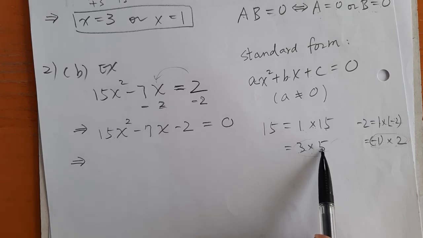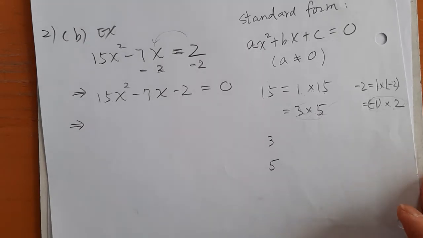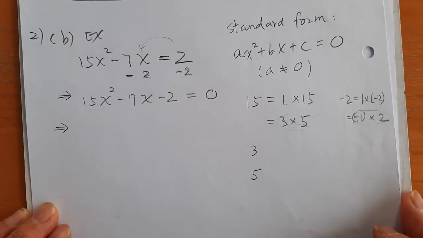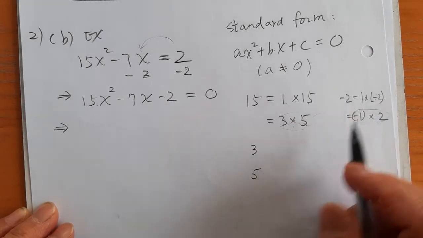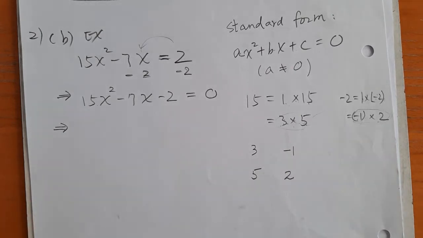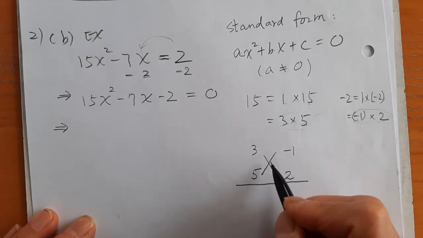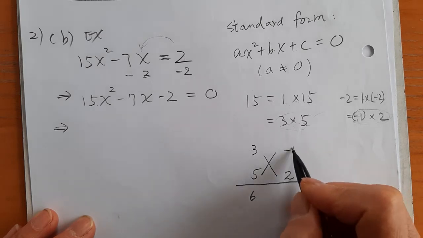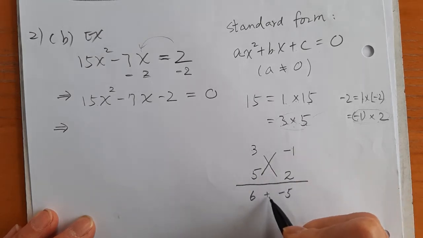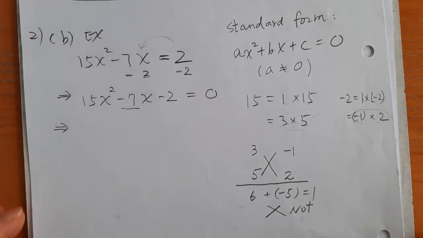So like try 3, 5. Put 3 times 5 in the first column. Then you can try 1 times negative 2 or negative 1 times 2. Like this. If I try like this, then you cross multiply. You will get 3 times 2 is 6. Negative 1 times 5 is negative 5. And you add together is a positive 1. But the middle coefficient is a negative 7. So that's not what we want. So we try another one.